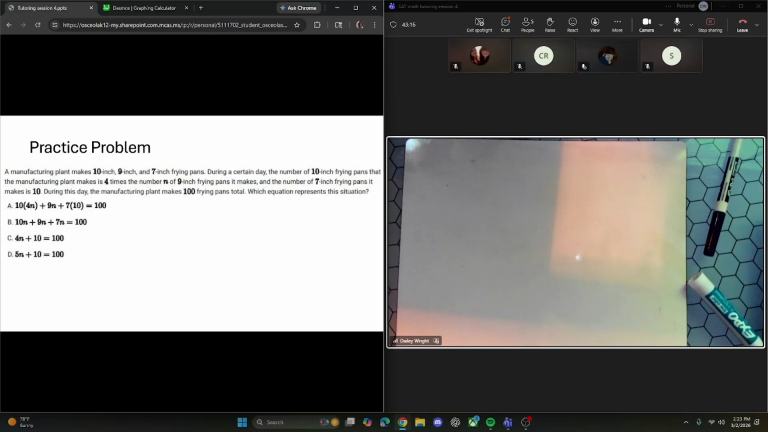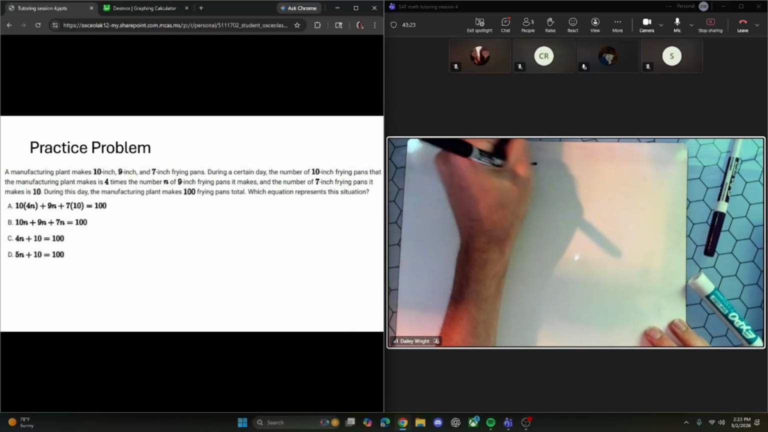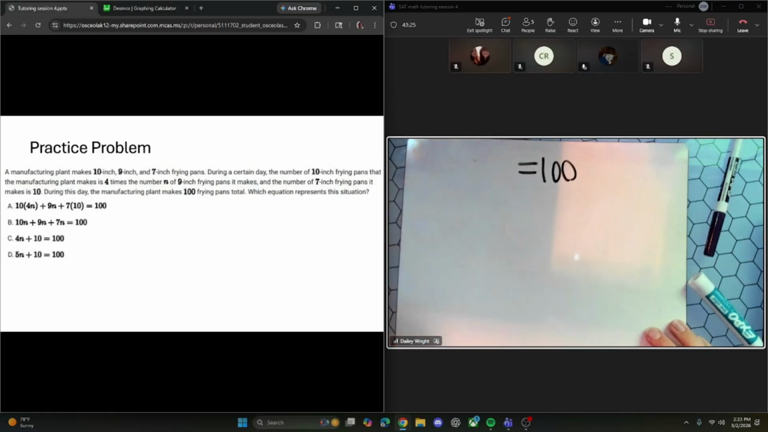So at the end of that problem, it says during this day the manufacturing plant makes 100 frying pans total. So everything total is equal to 100. So we know our right side of the equation is going to have equals 100 in that side. And again, since this is talking about amount of frying pans, we can automatically disregard the 10, the 9, and 7 inches. We're not talking about measures, we're talking about amount.